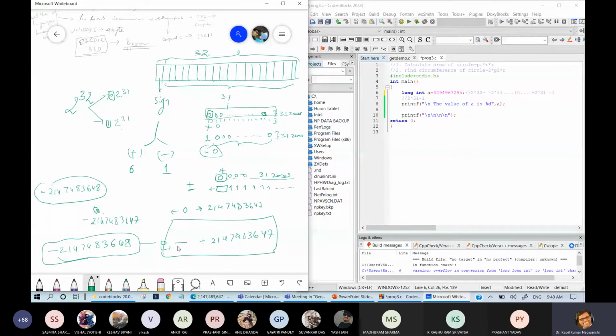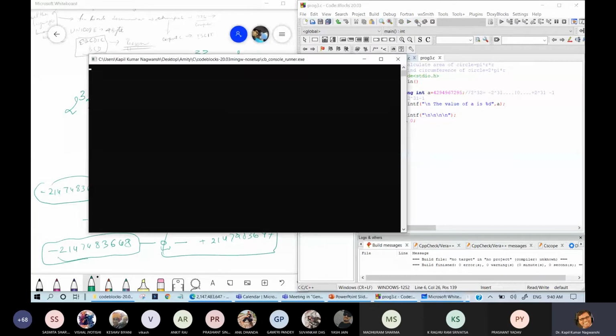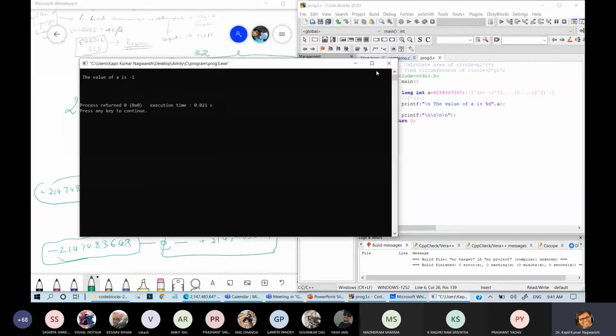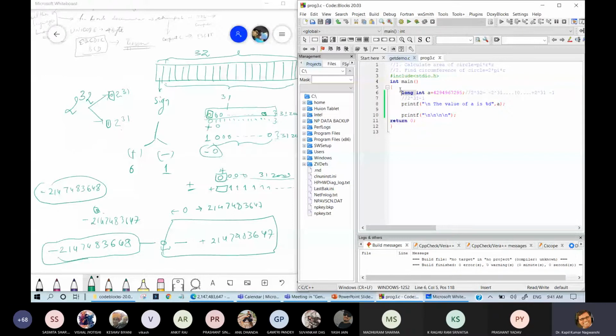So I am using long integer. Long integer will convert its size into double, and the value is -1. Why this -1 is coming, I really don't know. But let us write the answer in simple integer value. Then it will give you the correct answer.